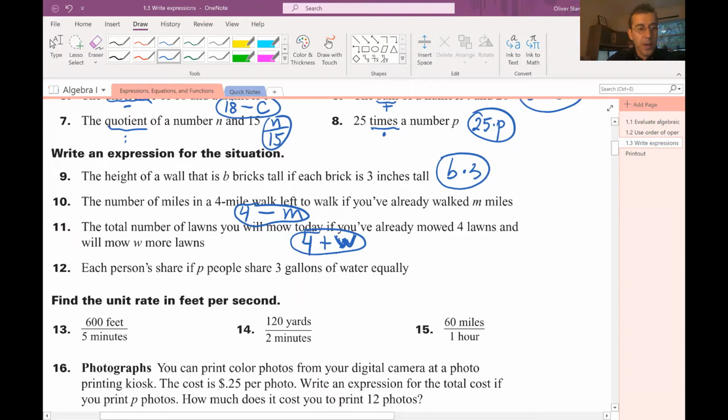Number 12, each person's share if P people share 3 gallons of water equally. So this is 3 over P. Why? Because if it's one person, you're going to get 3 gallons, right? If P is 1, 3 over 1 is 3. All the 3 gallons are going to belong to that one person. But if it's 3 people, then those 3 gallons will have to be divided among 3 people. Every person is going to get 1 gallon. So 3 over P is the expression here.